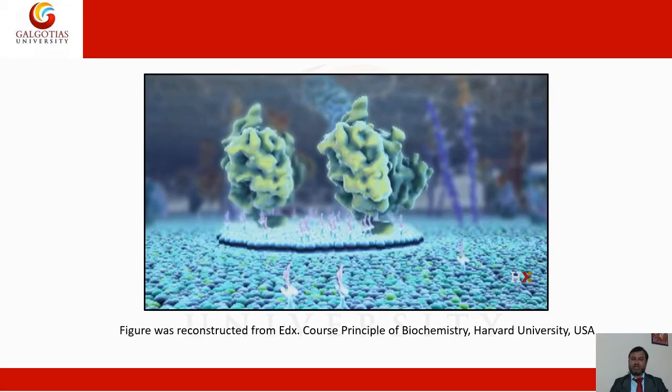This is the structure of the lipid raft, which is shown here, present on the cell membrane, and it can move on the cell membrane. So it can transport the lipid inside the cell membrane.